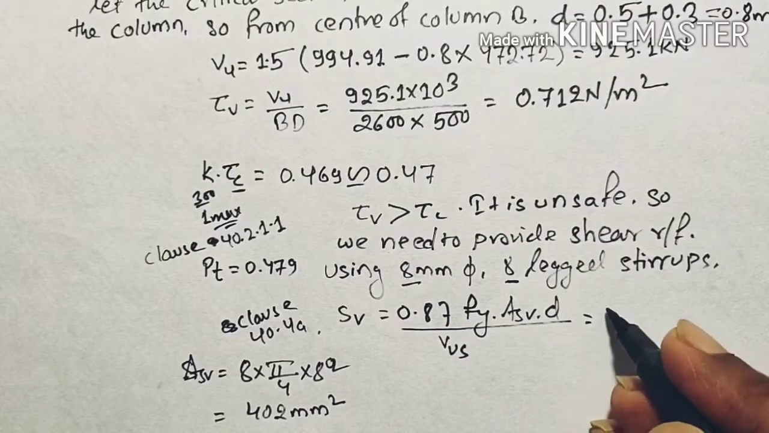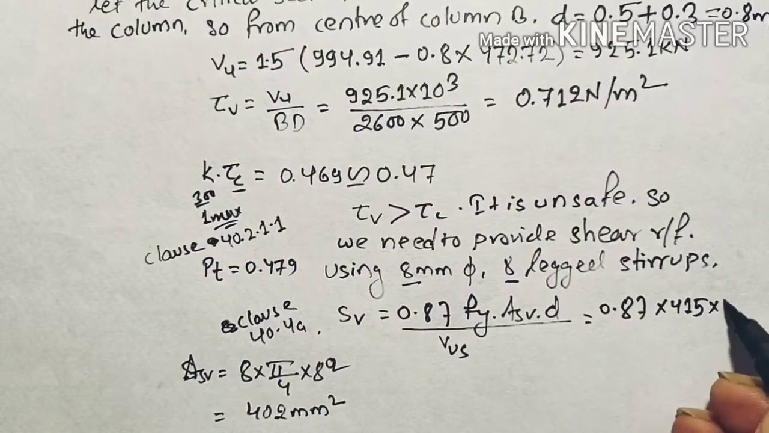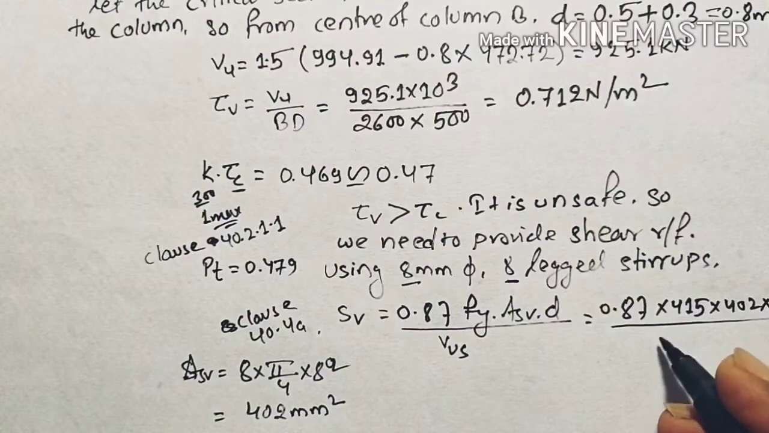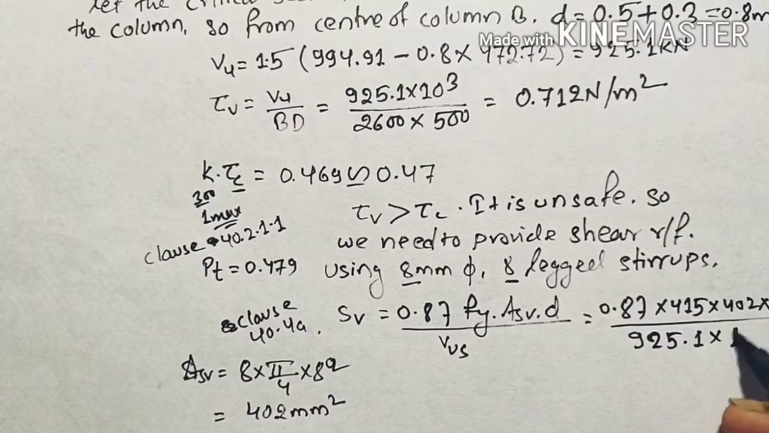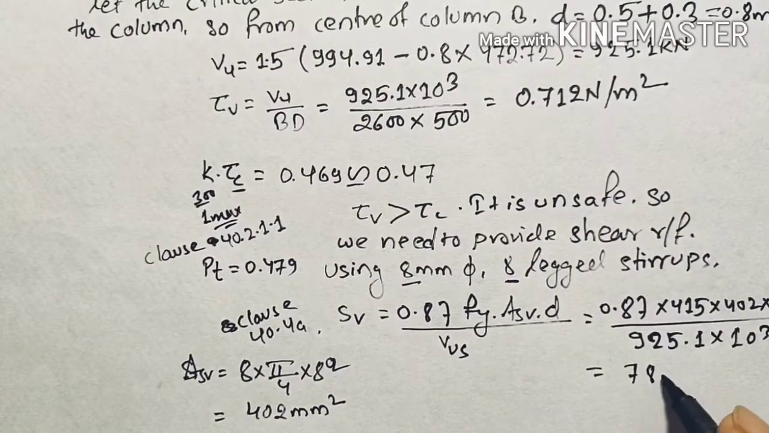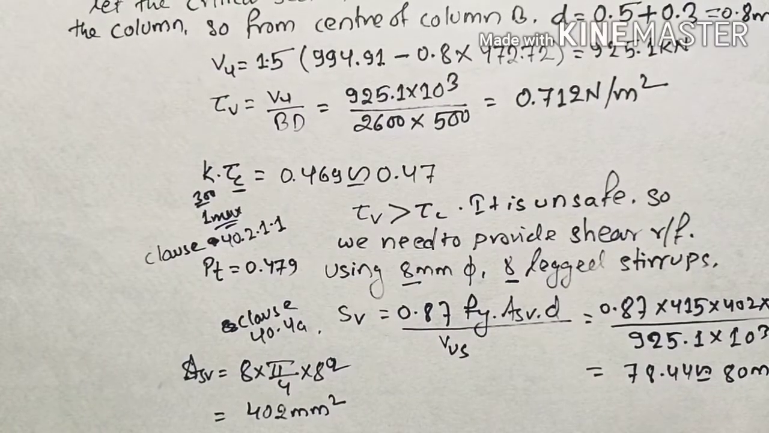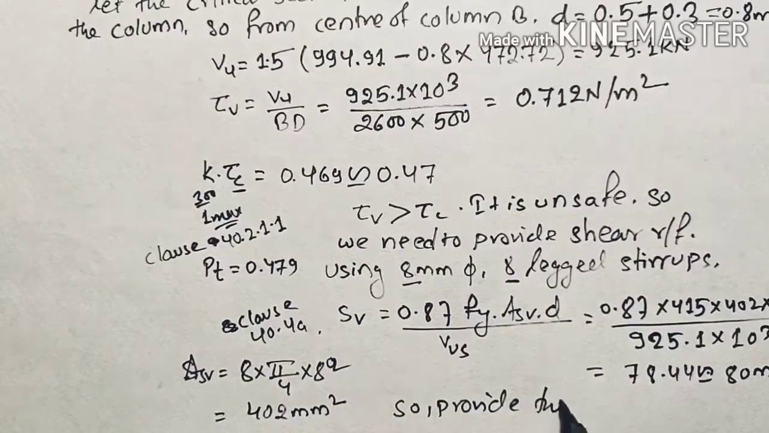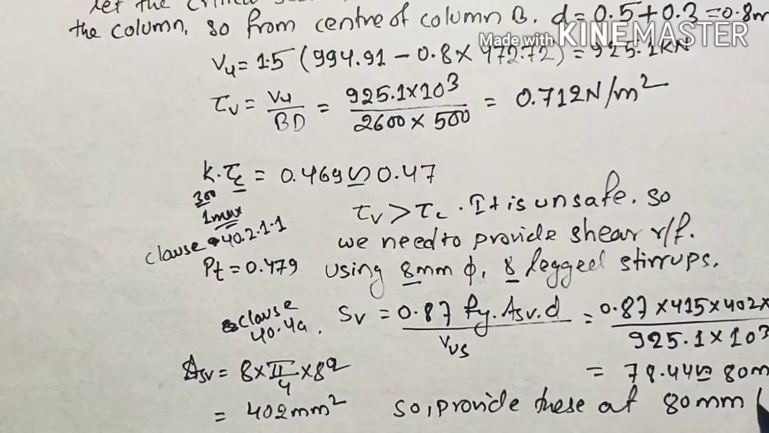Now let's put down the value here: 0.87 into 415 into 402 into 500 by VUS, which we have already calculated, 925.1 into 10 to the power 3, and we have got the value of spacing, that is 78.44, which is approximately equals to 80 millimeter. So provide these at 80 millimeter center to center.